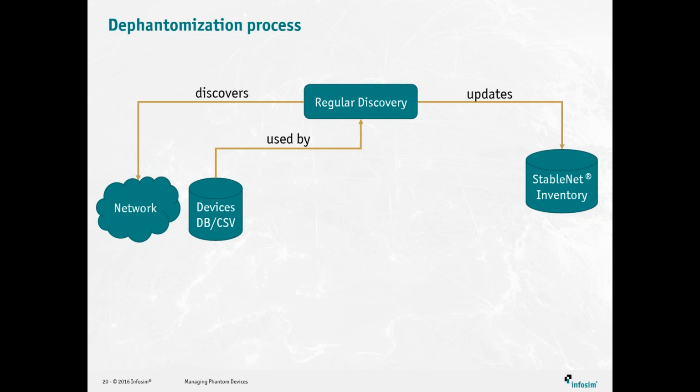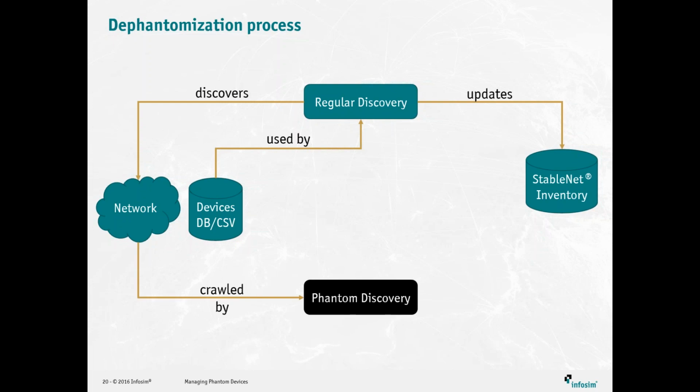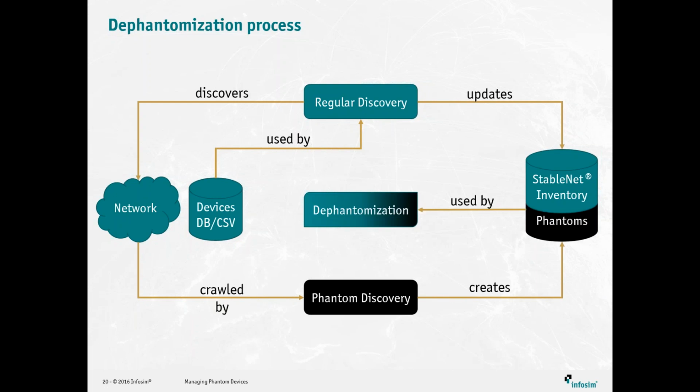And what you can now do is to create a parallel discovery, a phantom discovery. And this phantom discovery does not directly use your devices database. It crawls your network. It detects the phantoms, as said before, and creates a separate space in your inventory, the phantoms. And using those phantoms, you can perform some kind of a dephantomization, which means a reconciliation process, which is actually a mixture of manual and automated tasks.